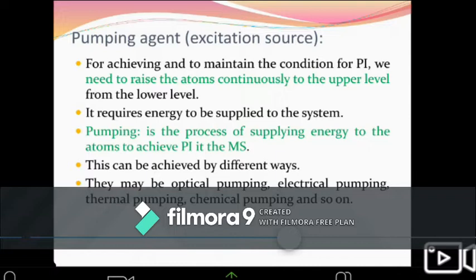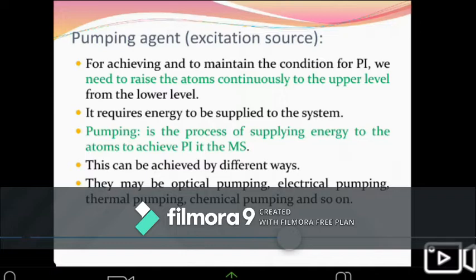That is called pumping. Pumping is a process of supplying energy to the atoms to achieve population inversion in the metastable state. There may be different pumping techniques, you know that. From this external source, energy is supplied to the particles within the active medium. They pick up energy and go to the excited state. This particular excited state is called the metastable state because its lifetime is much higher than other excited states, around 10 to the minus 3 seconds. Therefore, the particles accumulate up to 10 to the minus 3 seconds.